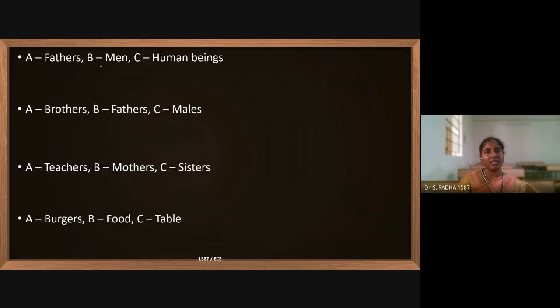So, fathers, men, human beings. Venn diagram for this. The bigger universal set can be humans, human beings. This is C. And men can be fathers. So men is the outer one. I have to represent using B. B represents men, and A represents fathers. This is the Venn diagram.